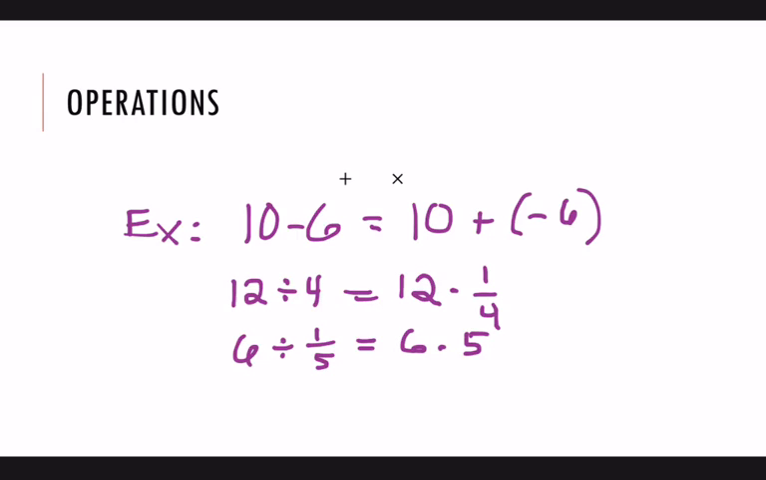Okay, things like exponents, we don't really need that either. If we had 4 to the third, exponents are just a shorter way to write multiplication. This is 4 times 4 times 4.